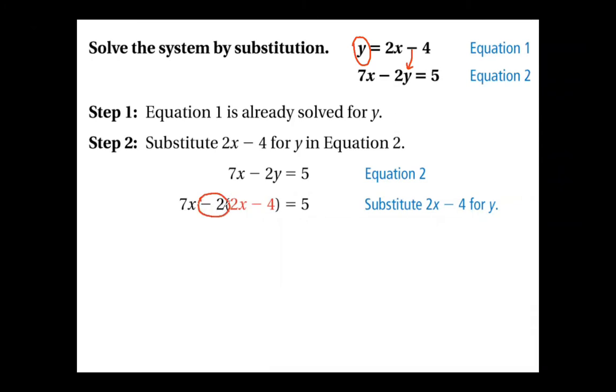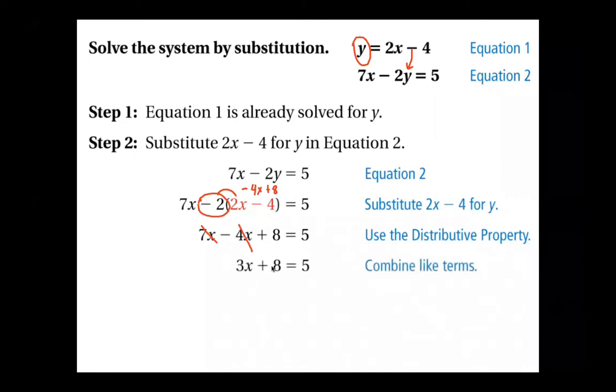In this case, it's negative 2. So negative 2 times positive 2x would be negative 4x. And then negative 2 times negative 4 would be positive 8. And if we bring down our remaining terms, we have 7x minus 4x plus 8 equals 5. Now you can combine like terms, and that would be 7x minus 4x in this case. Those two would just simplify to 3x.